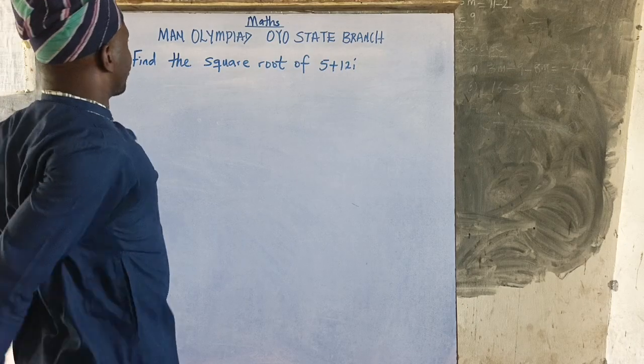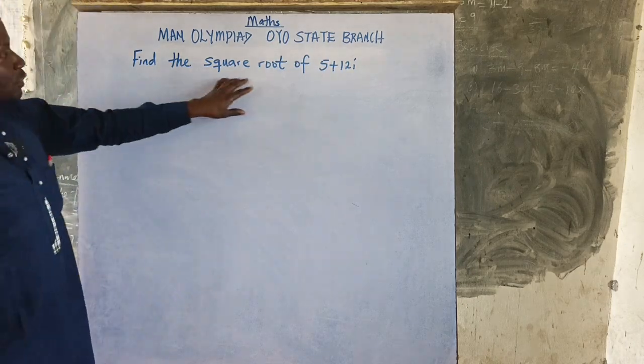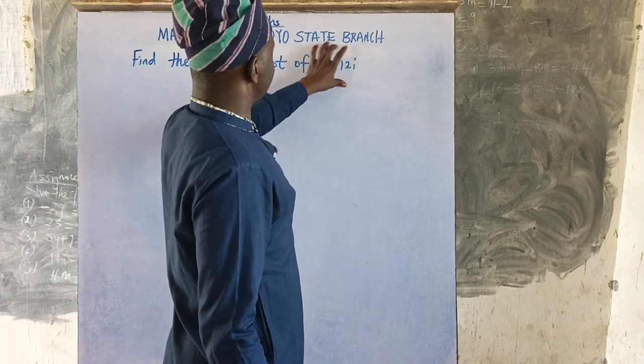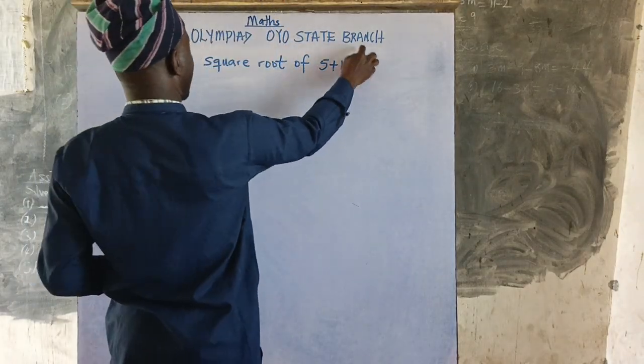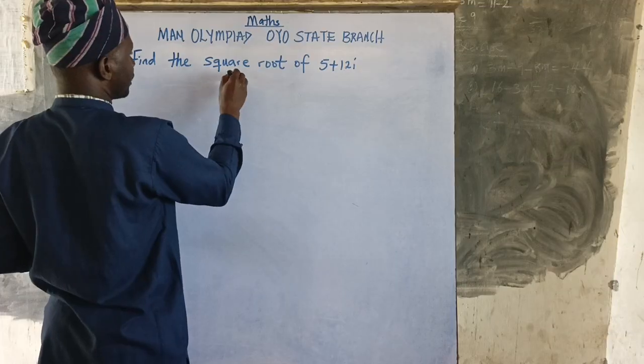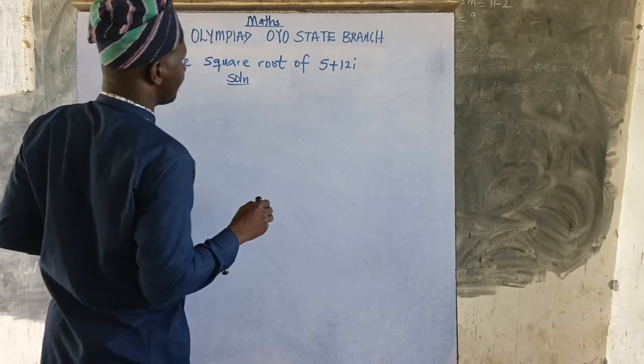Now, this is another question that we are given to solve. Find the square root of 5 plus 12i. This is a complex number. So this i is a complex number. So now let's dive into the solution.